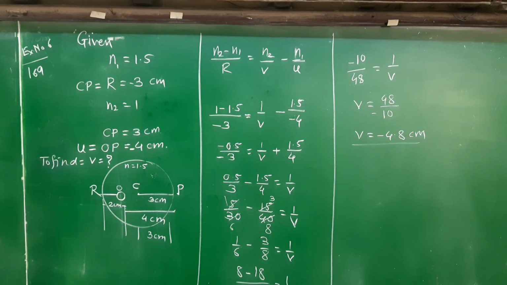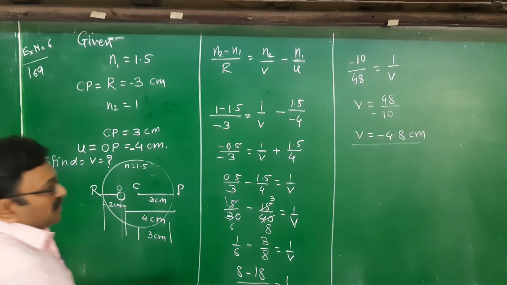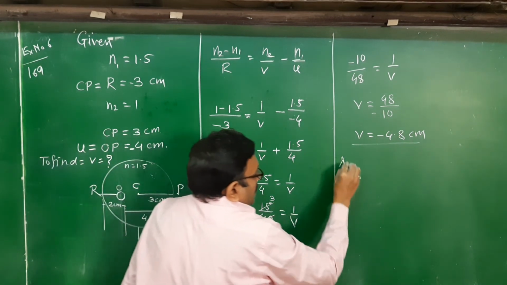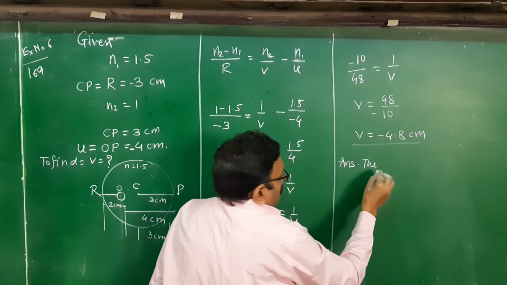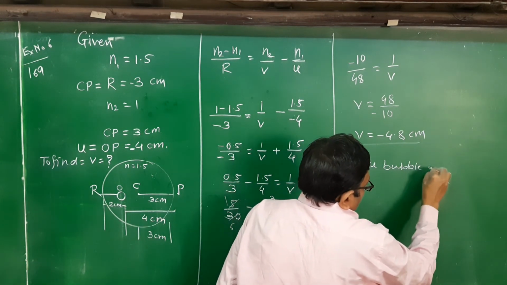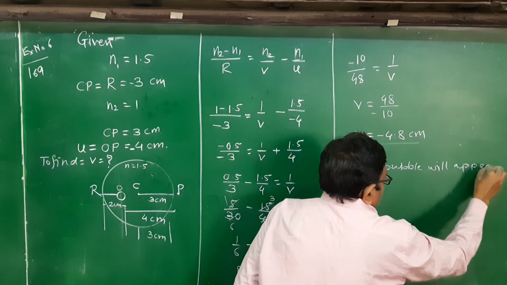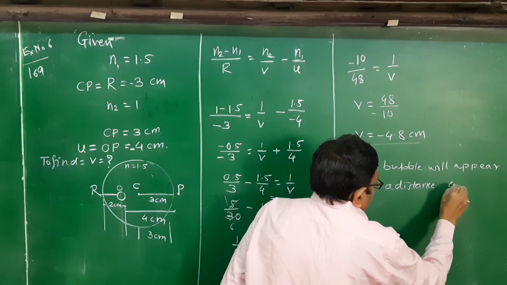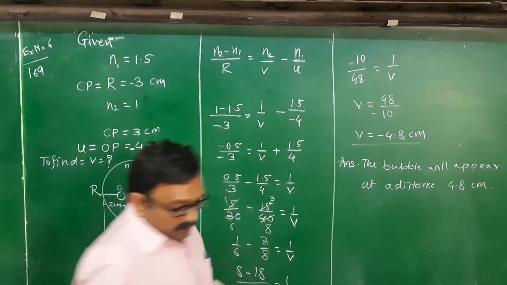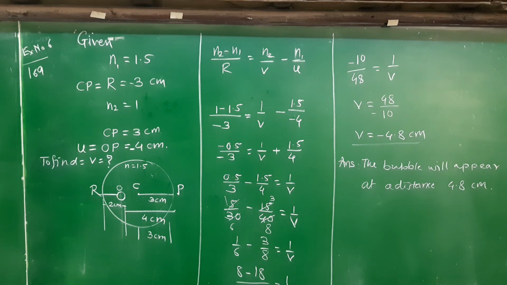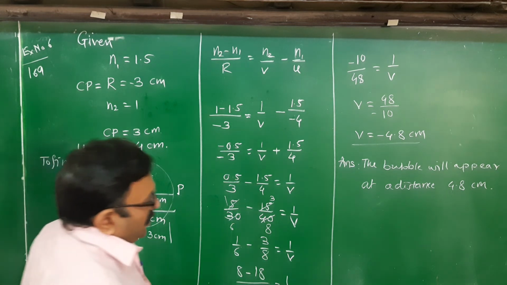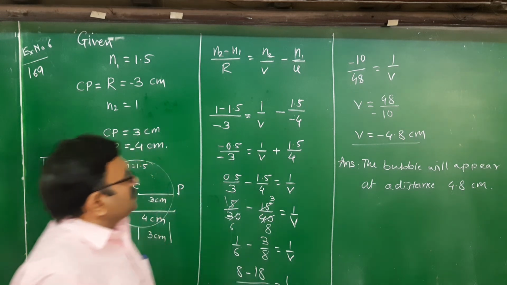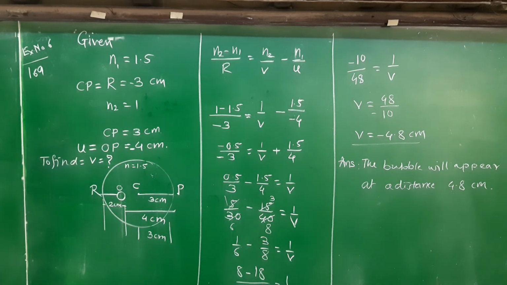Therefore, in the answer we write v is equal to, the final image: the bubble will appear at a distance of 4.8 centimeter from the other end. In this way, we discussed one of the examples based on this topic from the farthest end.